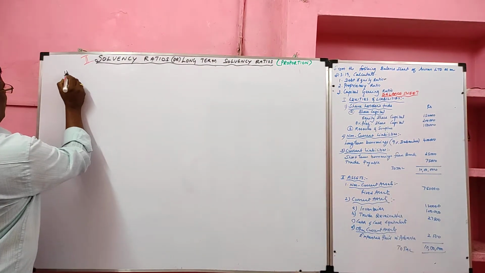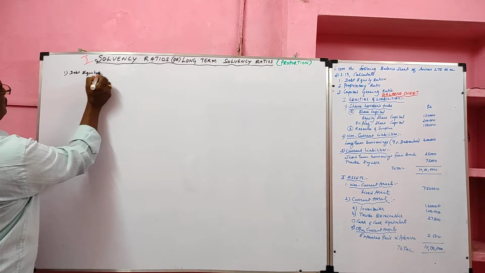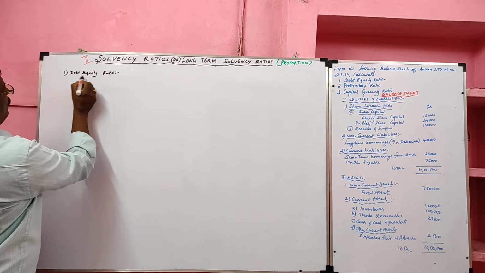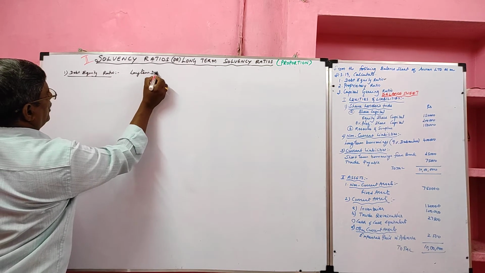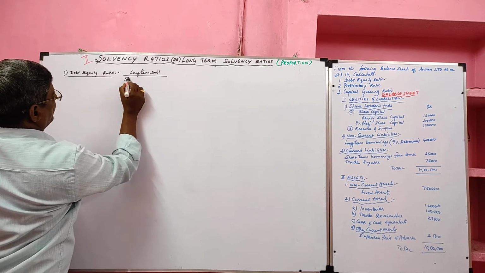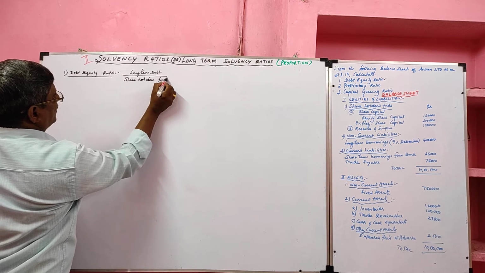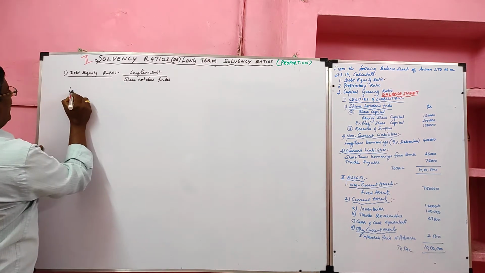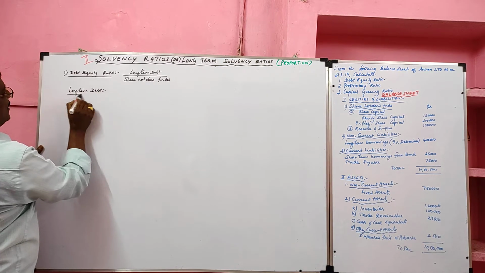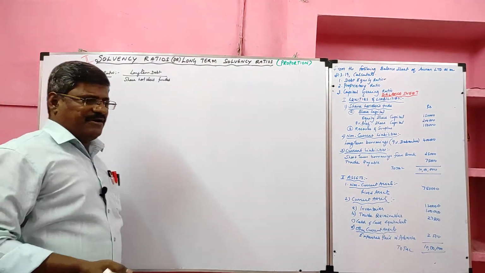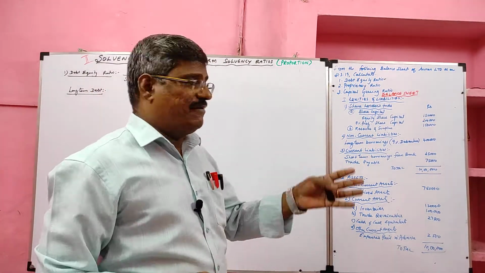Debt equity ratio. Formula is, we know, long-term debt divided by shareholders fund. First we have to find long-term debt. So long-term debt consisting of non-current liability, long-term borrowing, which are debenture, bank loan. So we have to search on the liability side.